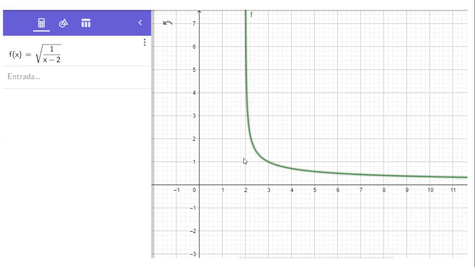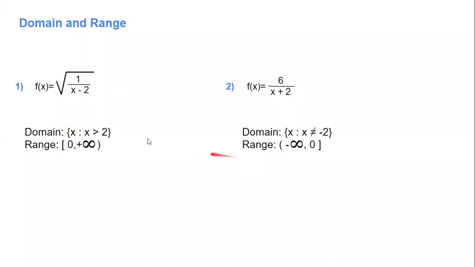I mean, it's numbers that are greater than 2 because in this case, if we use 2, it will be 2 minus 2, it will be 1 over 0, and you know that we cannot have zeros in this type of exercise because we need the denominator to be any number but 0.